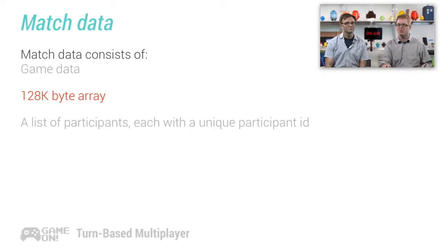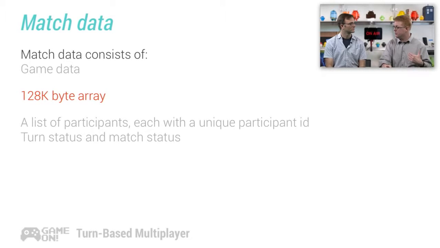You also get a list of participants. Each comes with a unique participant ID. For games that have not finished auto-matching, you'll only get the current participants, and then you'll get a number of unused auto-match slots. Lastly, you're going to get some status bits on the game itself. There's turn and match status bits. Status bits like, is it my turn, and is this game over? Are we auto-matching? What's going on? Even when it's not your turn, you'll still get these updates every time somebody takes their turn, so people can monitor their game as it's going by.